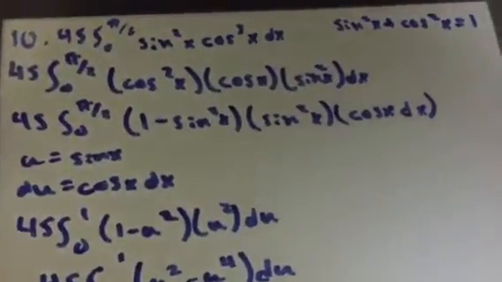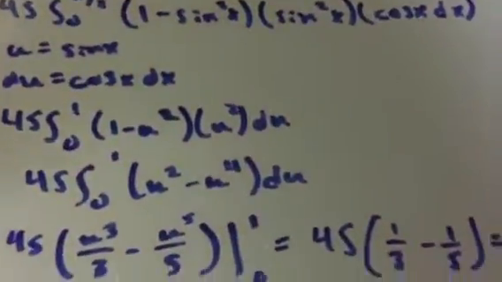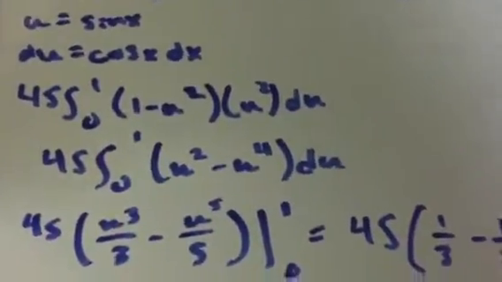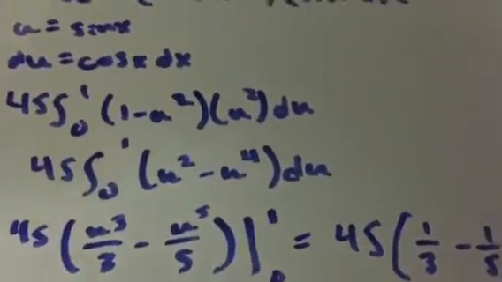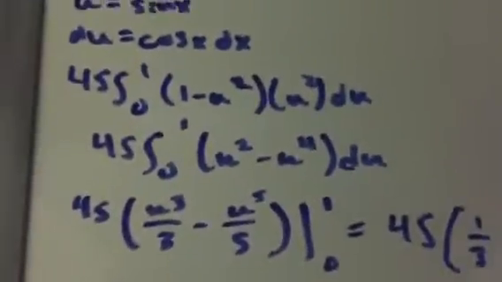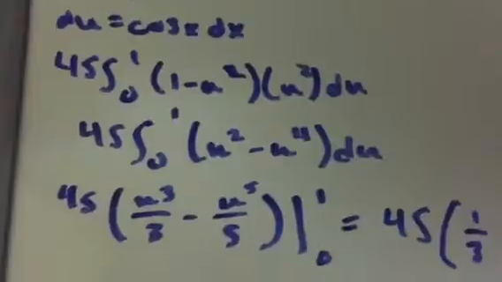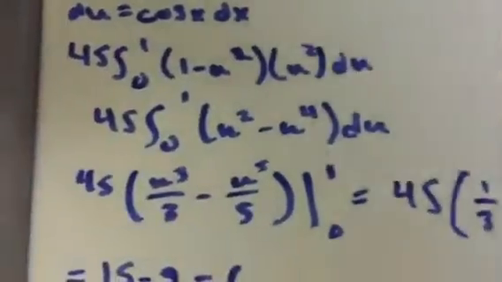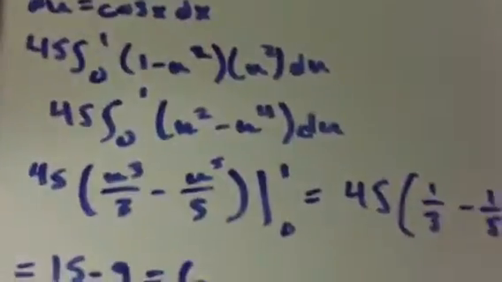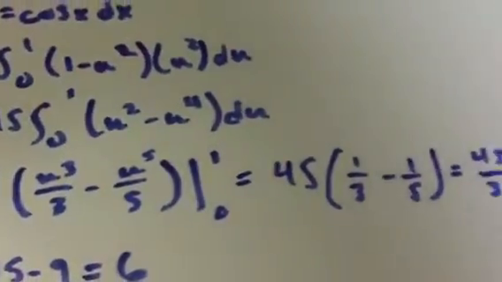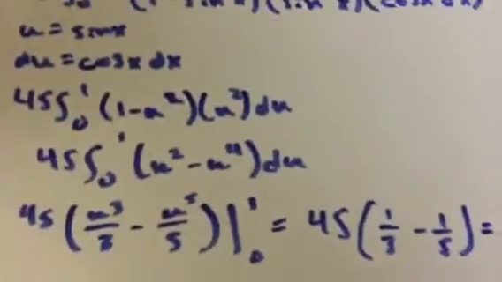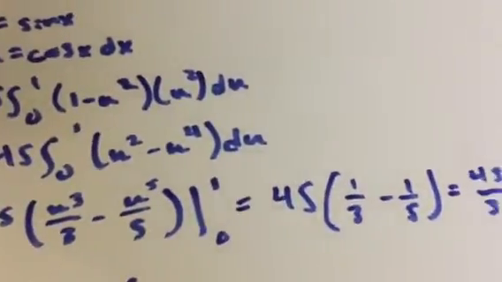times the integral from 0 to 1 of 1 minus u squared times u squared du, which multiplies out to u squared minus u to the 4th du. We integrate that by adding 1 to the exponent of each variable and then dividing by that new exponent. So we're left with u squared plus 1 is u cubed divided by the new exponent, which was 3, minus u to the 4th plus 1, so that's u to the 5th divided by the new exponent. And that's with the bounds of 0 to 1.